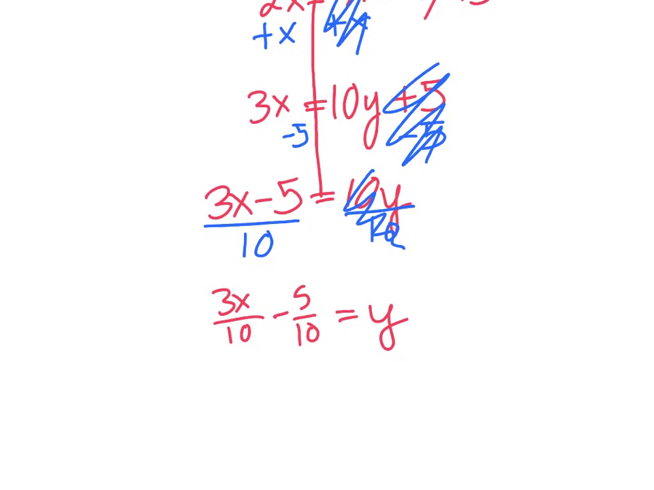And the reason they like to do that is so that they could reduce where they can. So this would be 3x minus 10, and this fraction here, 5/10, is actually 1/2. All right, so we are finished.